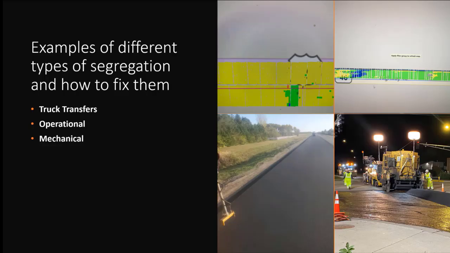Some different types of segregation: truck transfers, operational and mechanical. The most common, I would say, are truck transfers, and the next most common, and probably the harder one to diagnose, is mechanical. Going over some of these pictures, the top two are MOBA data. You can see there's always a little bit of pixelation with the MOBA data.